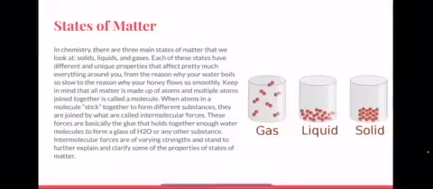Let's start off. States of matter. In chemistry, there are three main states of matter that we look at: solids, liquids, and gases. Each of these states has different and unique properties that affect pretty much everything around you, from the reason why your water boils so slow to the reason why your honey flows so smoothly.